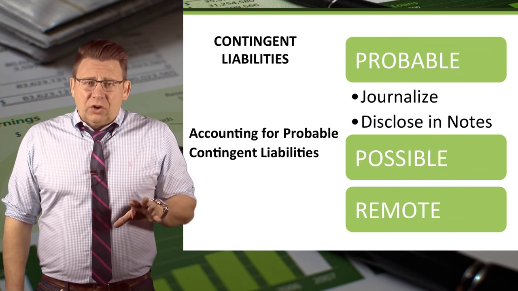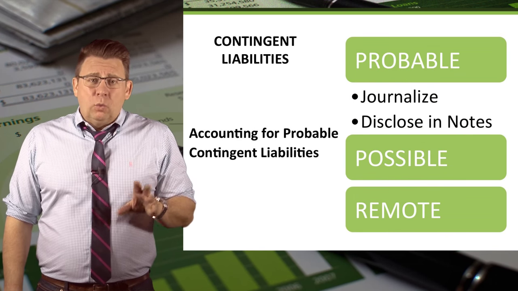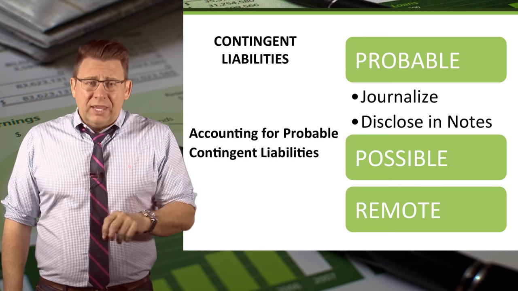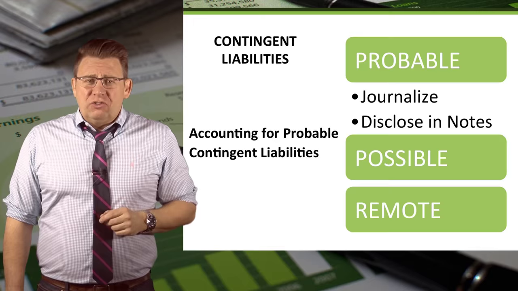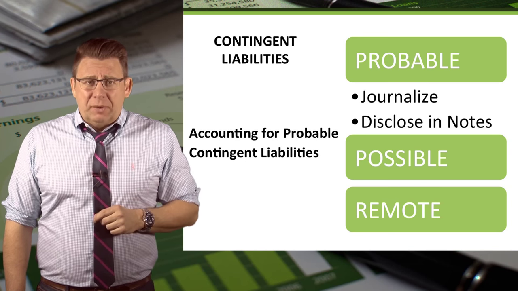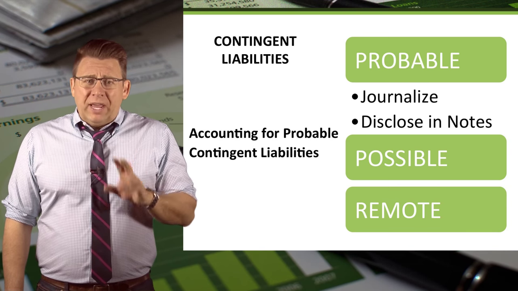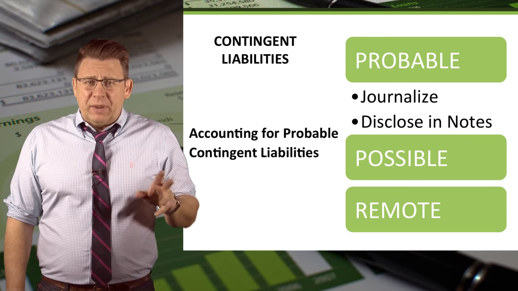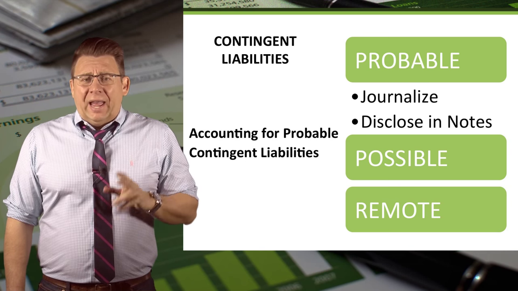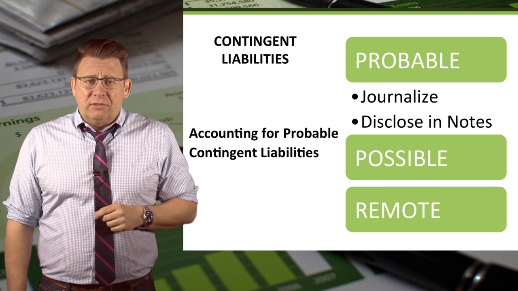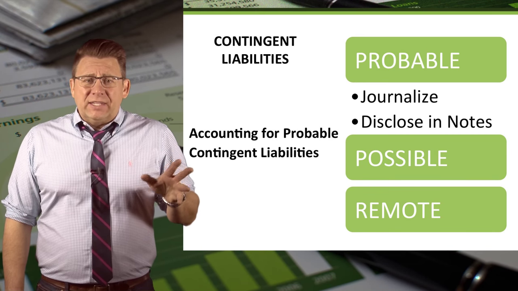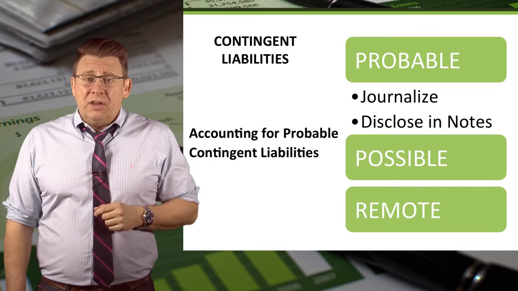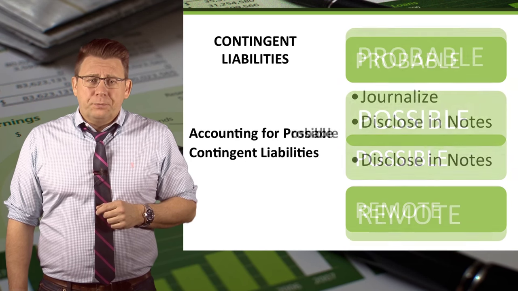When the likelihood that a contingent liability will become an actual liability is probable, then we need to record the contingent liability as an actual liability. So we would make a journal entry debiting some expense or loss account and crediting some liability account. Additionally, we would disclose the details of the contingent liability in the notes of the financial statements.